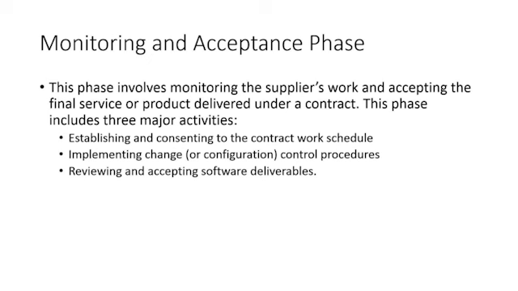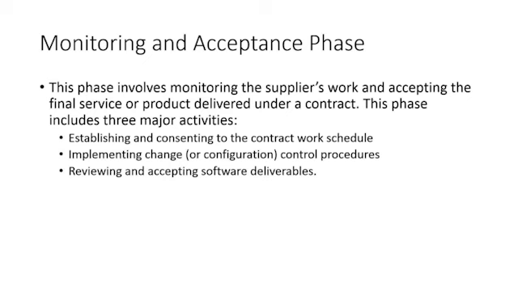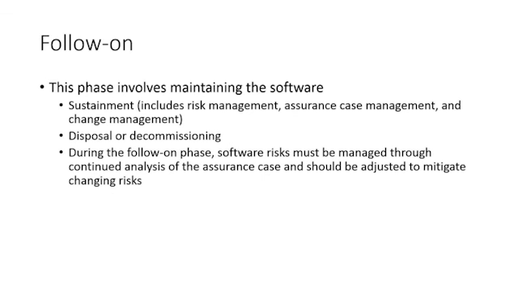So we're going to monitor and make sure that they're staying on track, staying on that work schedule. All right, yes, we want to acquire this software. We need this by such and such time, such and such date. So that's the monitoring. And then once we get that, we can review and accept the software deliverables. That's the acceptance part of the phase.